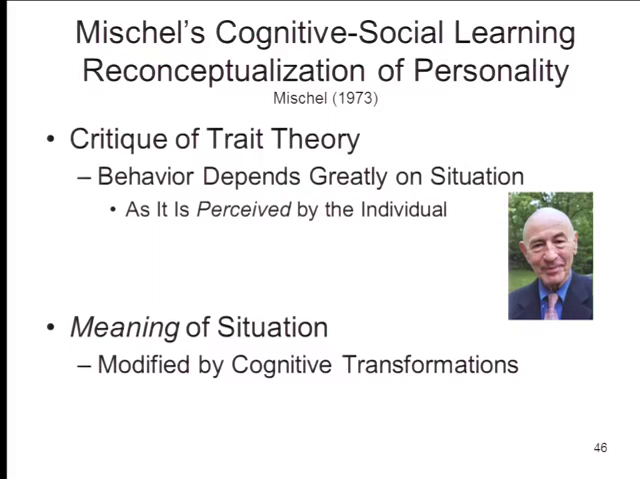This looks like situationism, and Mischel's critique of traditional personality theory was often castigated as just another example of situationism. But Mischel himself was very careful to say that it's not the objective situation that controls behavior, it's the perceived situation that controls the behavior. It's what the person thinks about the situation that he or she is in, or put another way, it's the meaning of the situation. And this meaning is something that can be modified by various kinds of cognitive transformations.